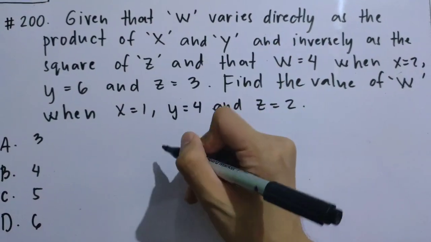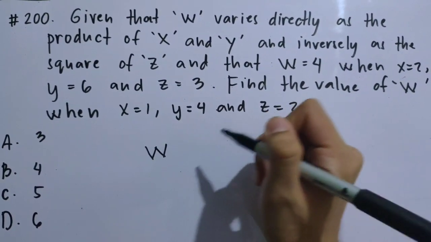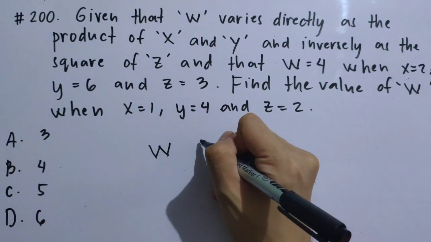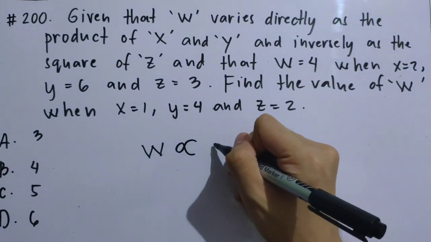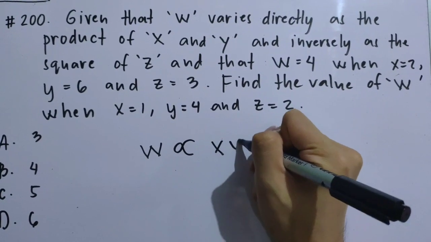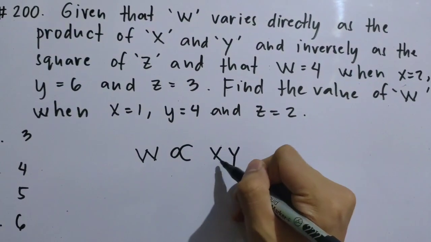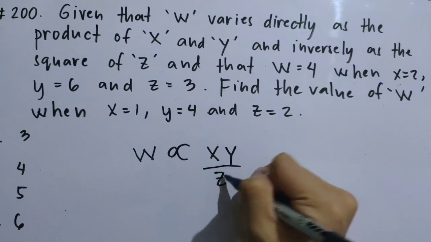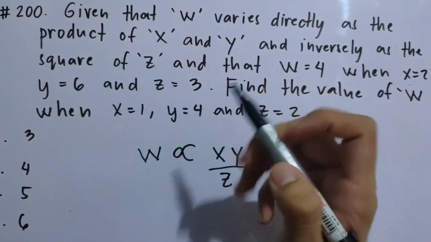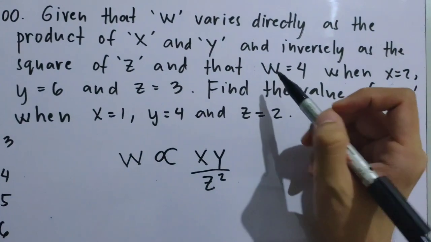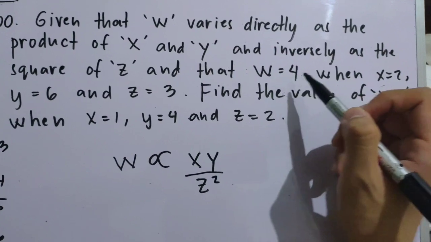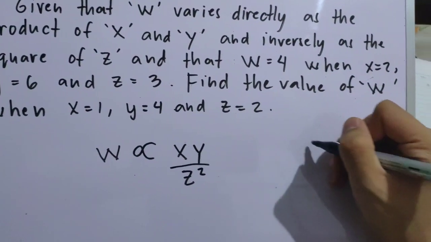So sabi dito, W varies directly as the product of x and y, and inversely as the square of z. So lagyan lang natin ng z sa denominator, or z squared pala yan. And that W is equal to 4. So meron tayong isang condition.